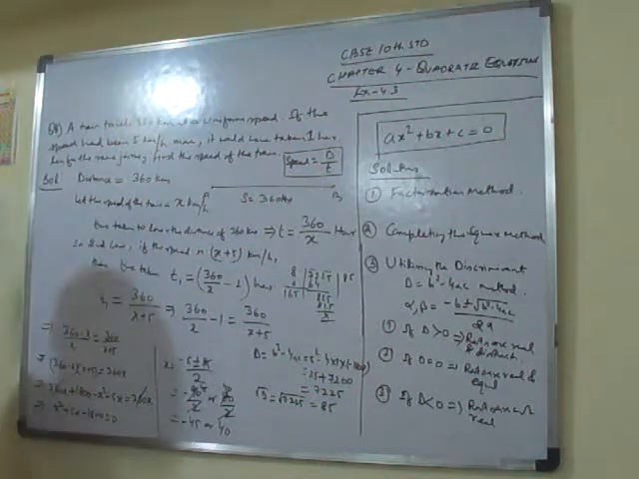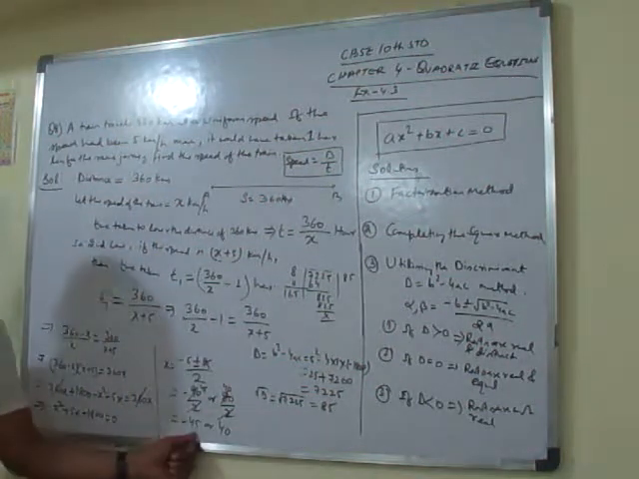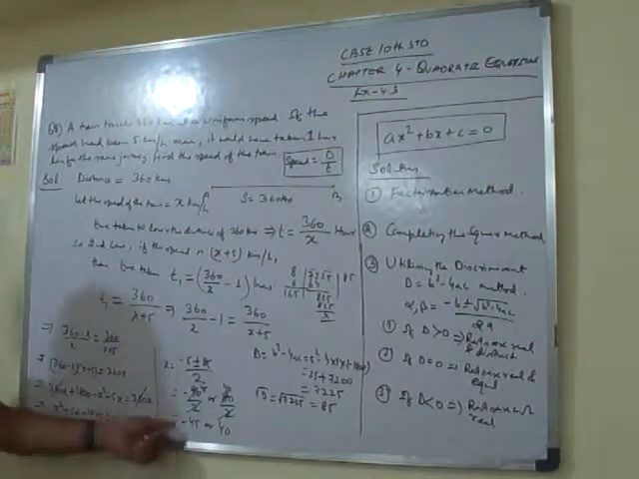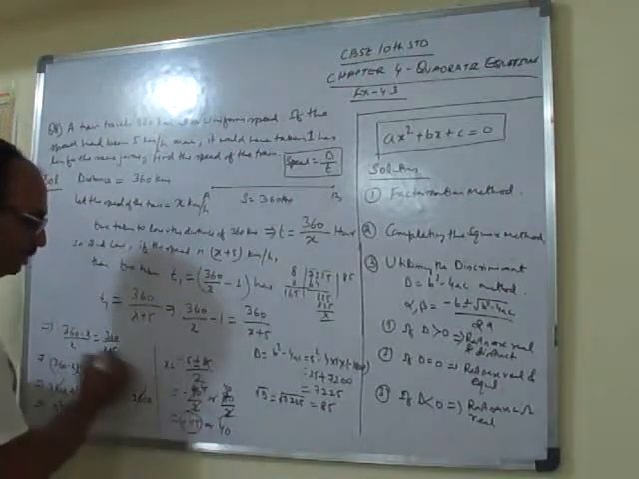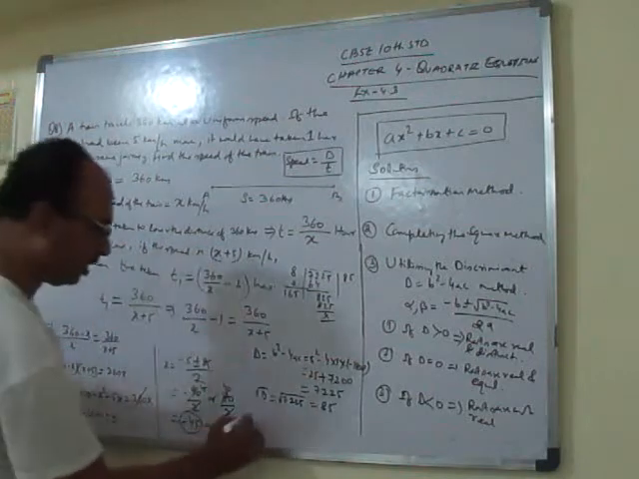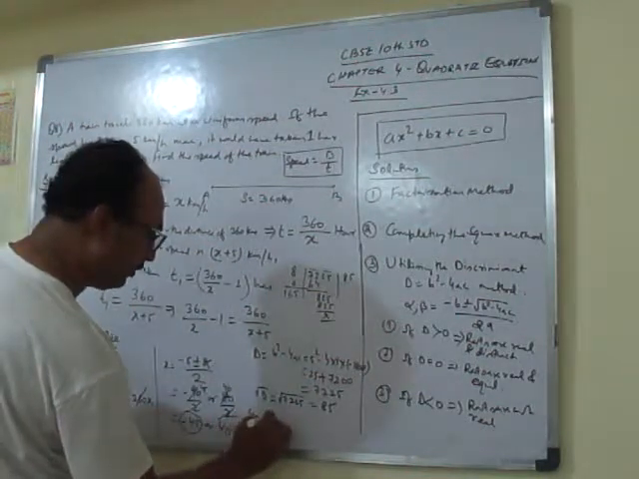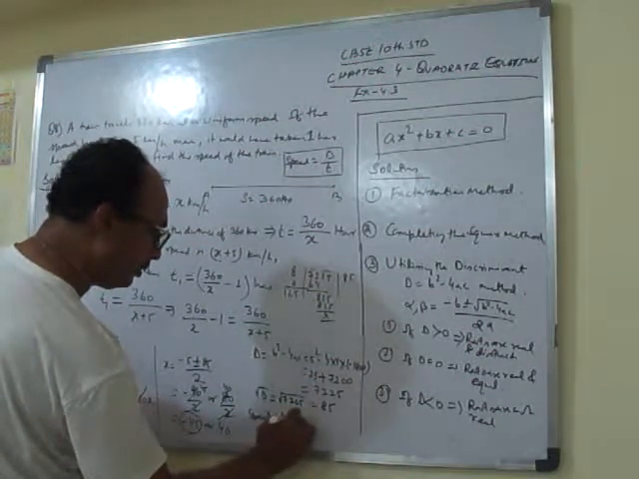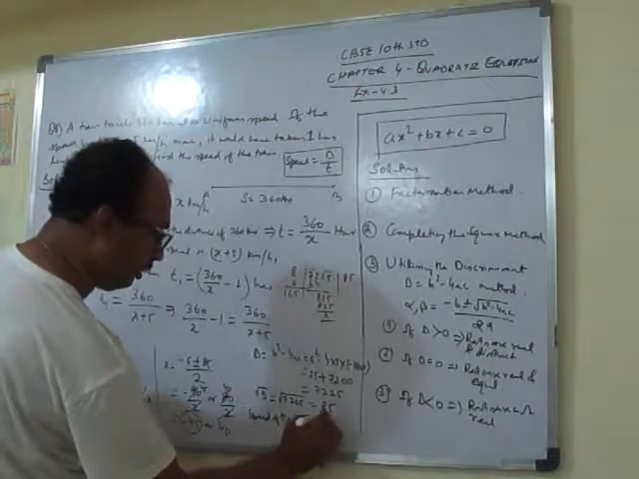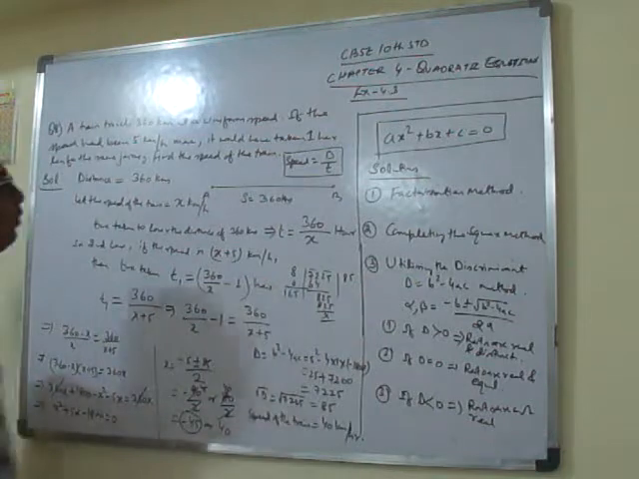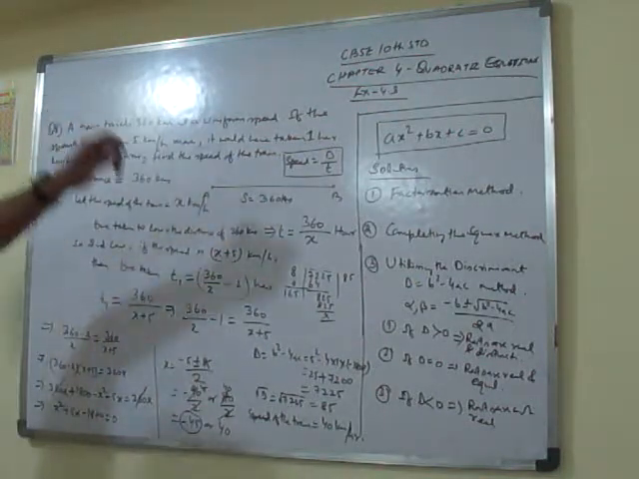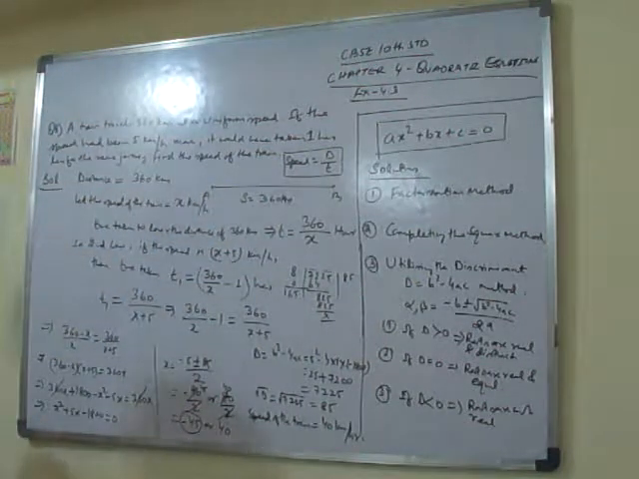Again, the speed of the train cannot be negative. So this particular value is not acceptable. So x is equal to 40. So the speed of the train is equal to 40 kilometer per hour.